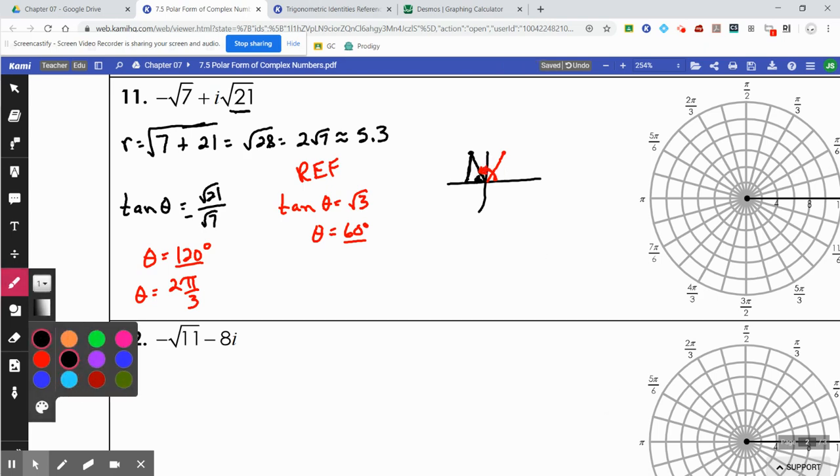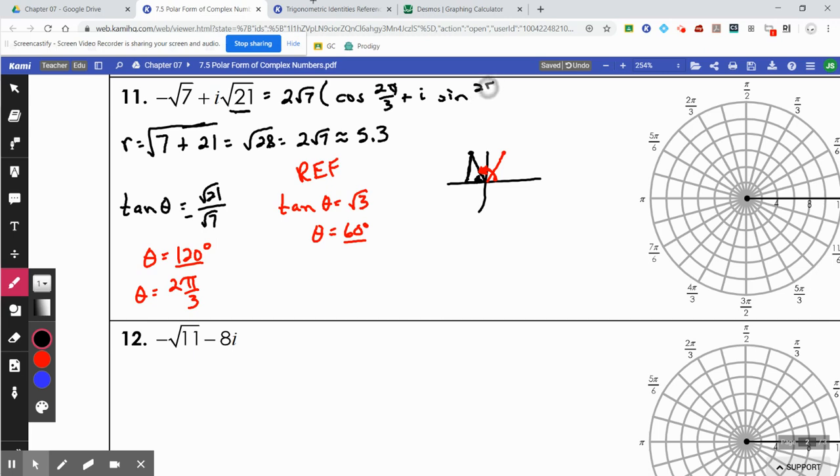So now we're ready to write our trig form. My complex number is equal to the modulus, which is 2 root 7, times the cosine of theta, which is 2 pi over 3, plus i sine theta, which was 2 pi over 3. So there is my trig form or polar form.